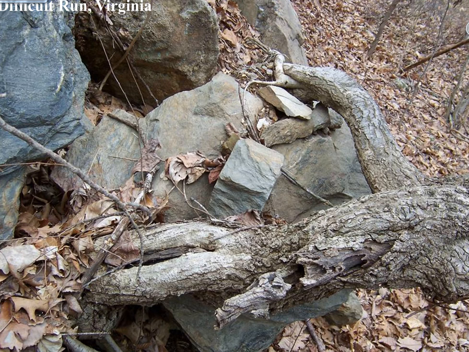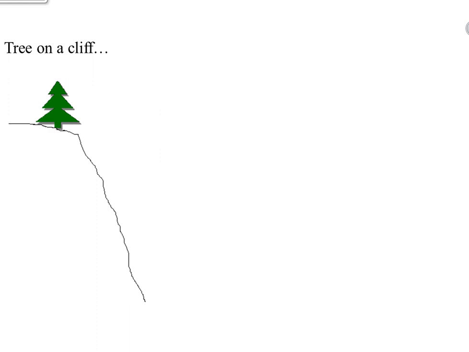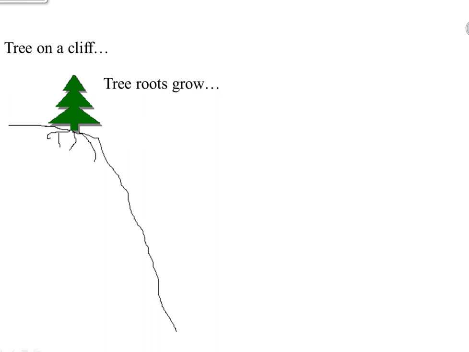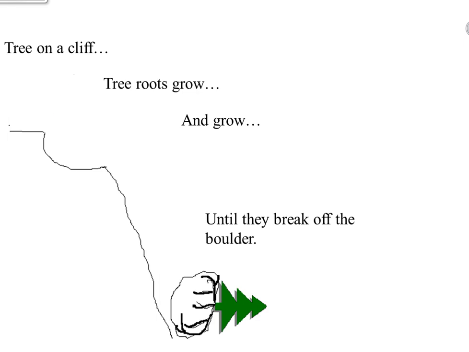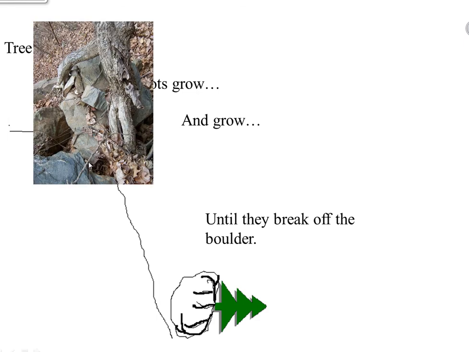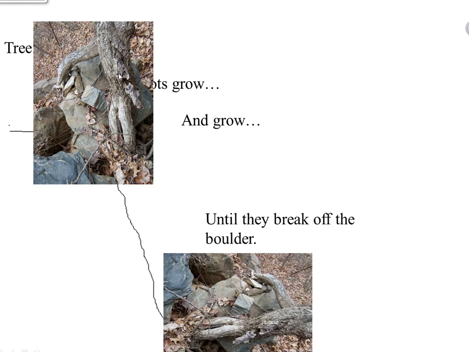This is an image at Difficult Run in Virginia, a little stream that flows into the Potomac River. We've got a tree here with its roots wrapped around a boulder, and you'll notice the tree is not right side up. What happened was something like this. The tree was sitting on top of a cliff. Tree roots grew into the cliff, and then grew even more, digging into the cliff until eventually they break the boulder right off the side of the mountain. So this tree started out at the top of a cliff, vertical, and ended up at the bottom.